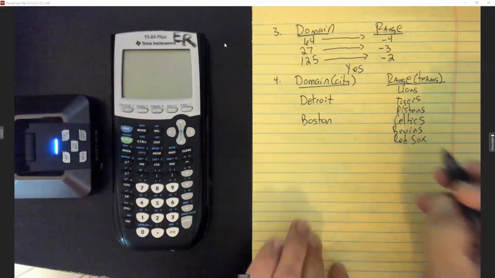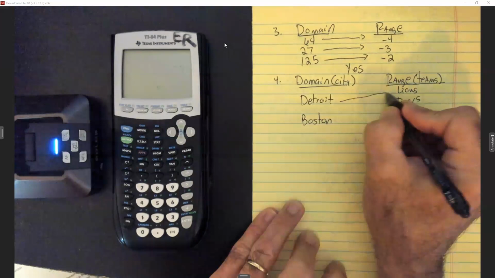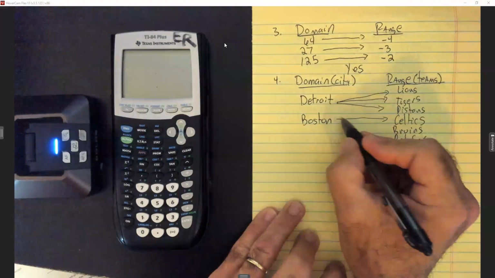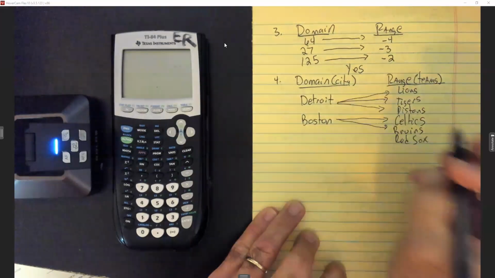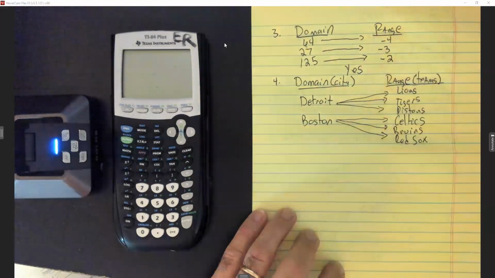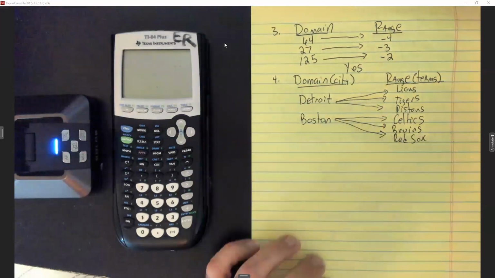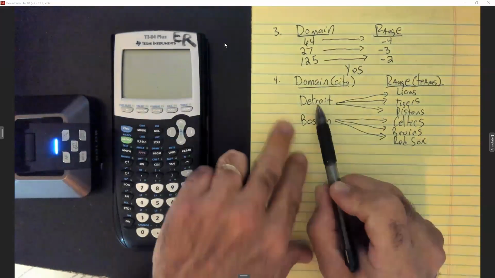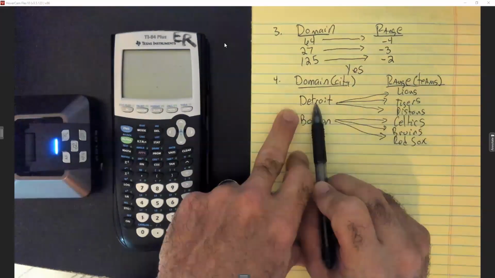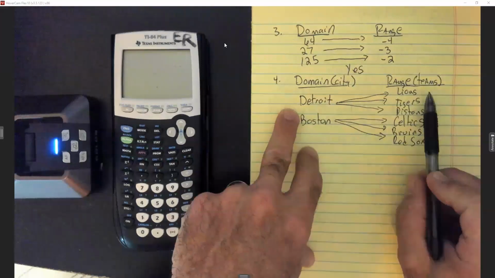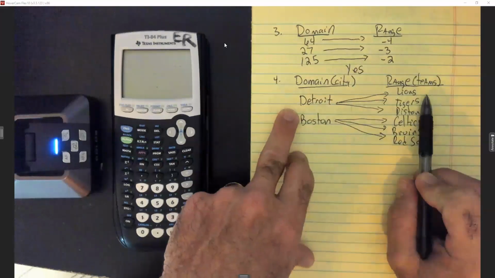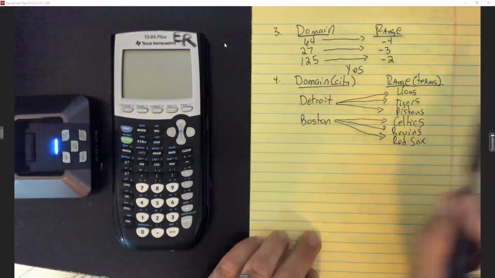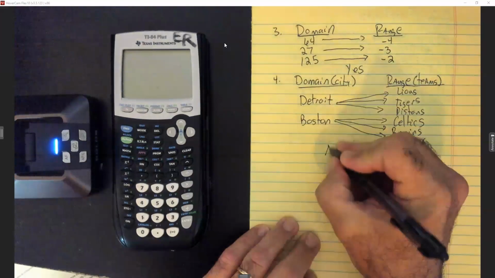So Detroit points to the Lions, the Tigers, and the Pistons. Boston points to the Celtics, the Bruins, and the Red Sox. So is this a function? This time we got to say no because each of my domains is pointing to 3 different range values. And remember, a function, the domain can only point to one range value. So since they're each pointing to 3, this is definitely a no.